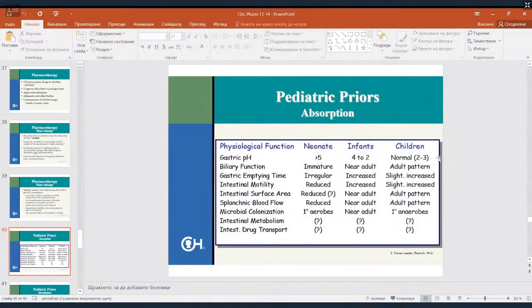What are the differences in absorption of drugs in children, in neonates, and in infants? As you see, the gastric pH in neonates is over 5. In infants, it decreases to 4 to 2. In children, it is usually at adult levels. So this can affect drugs that are acidic, or they require an acidic environment to be absorbed when, let's say, you are using this drug in neonate patients.